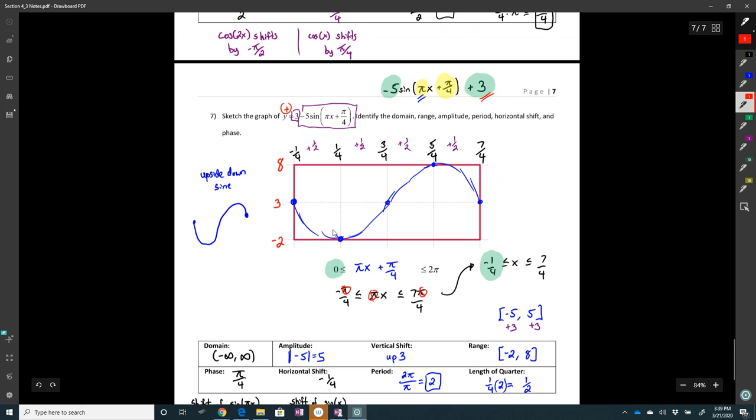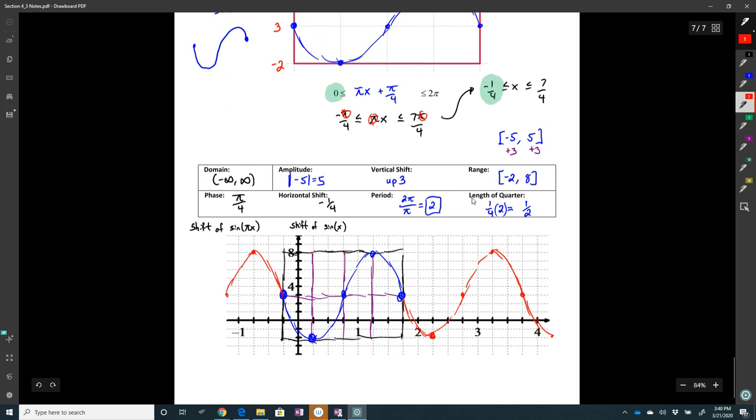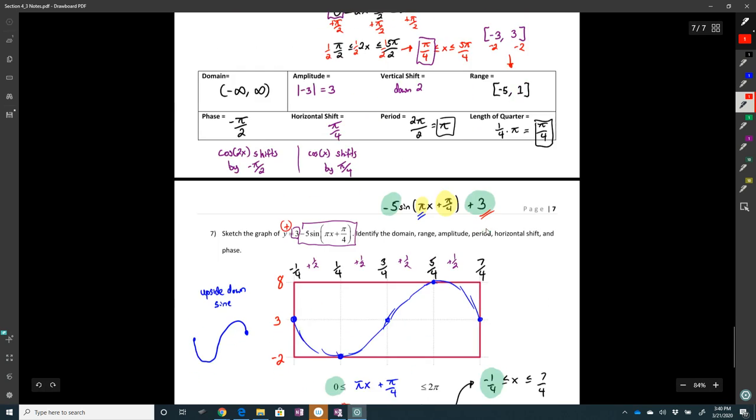But the skill here is being able to graph it yourself, being able to create your box and know where your important peaks and valleys are, which is the length of each quarter. You move over a quarter to get to a peak, x-intercept, another peak, and then the x-intercept again. Anyway, that's about it.